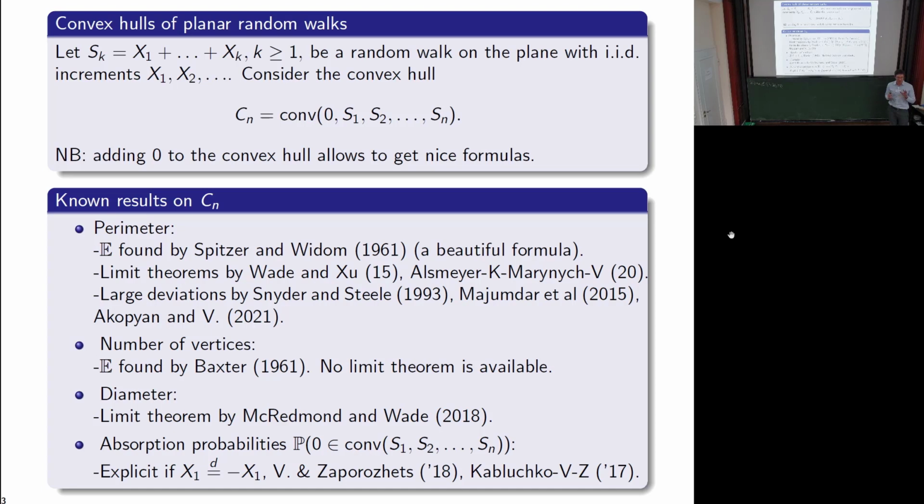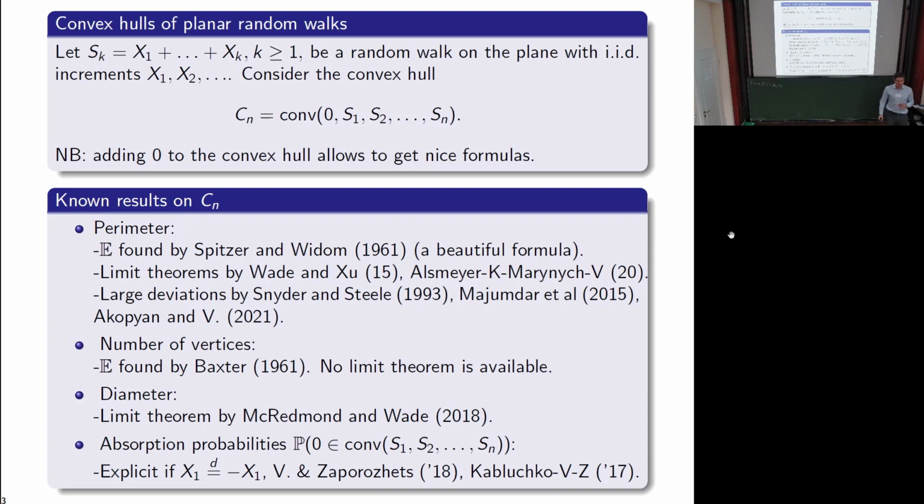So these are the expected values of some quantities describing the convex hull. The other type of result is a limit theorem, but surprisingly, overall there are very few limit theorems in the area. One of them is given by Andrew Wade and his co-authors, a limit theorem for the perimeter, and somehow the same technique works for the diameter. But interestingly, there is no limit theorem for the number of vertices. So that's a simple, apparently innocent-looking quantity, but this is not known.